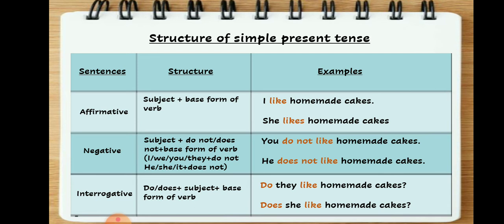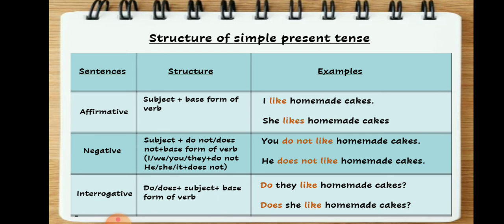In case of negative sentences, we need to add do not or does not after the subject. If the subject is in plural form, we add do not, and if it is in third person singular form, we add does not. Here let's see the examples. You do not like homemade cakes. He does not like homemade cakes.